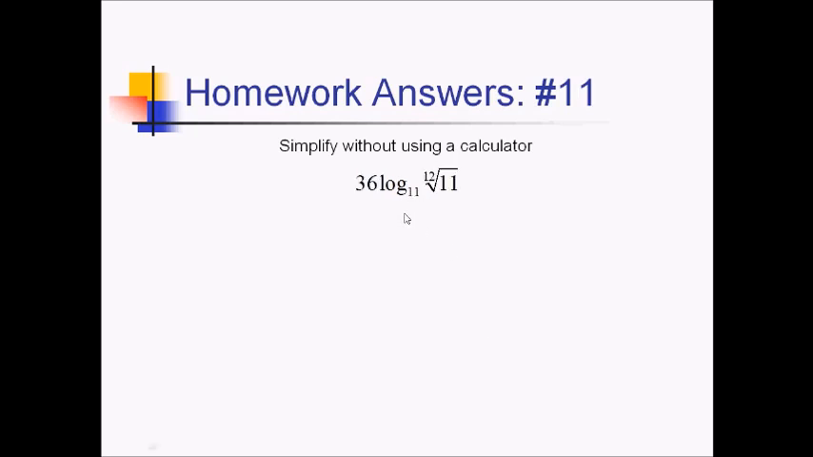For number 11, we're going to take care of this logarithm part first, and then we'll multiply it by the 36 here. And it'll be a little bit easier to do this if we make it a fractional exponent. So this is really 11 to the 1 over 12 power, if you have the 12th root. Now we're asking 11, base 11, to the what power equals 11 to the 1 over 12. This is a case of so easy it's hard. 11 to the 1 over 12 equals 11 to the 1 over 12. So you then have 36 times 1/12, which is just 3.